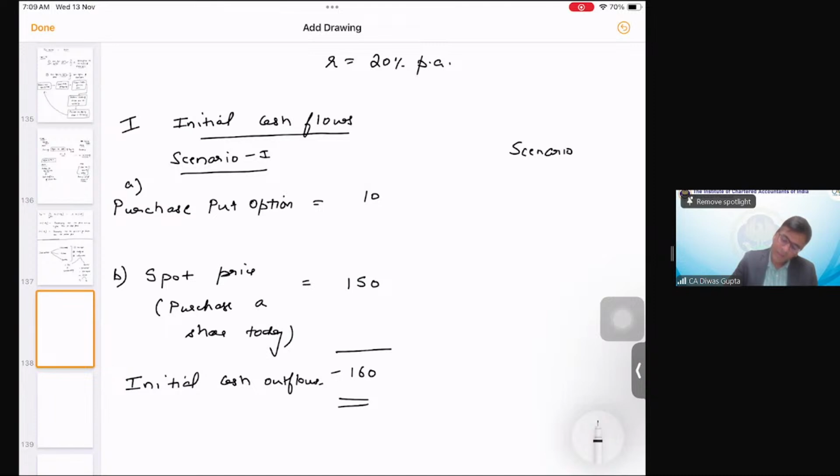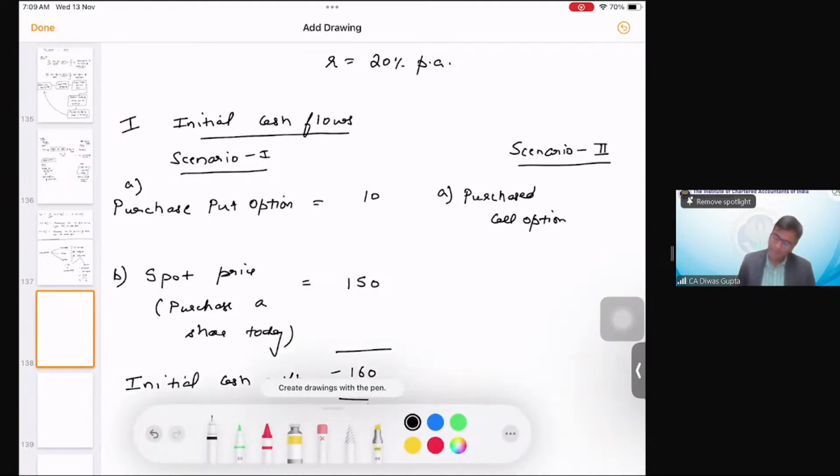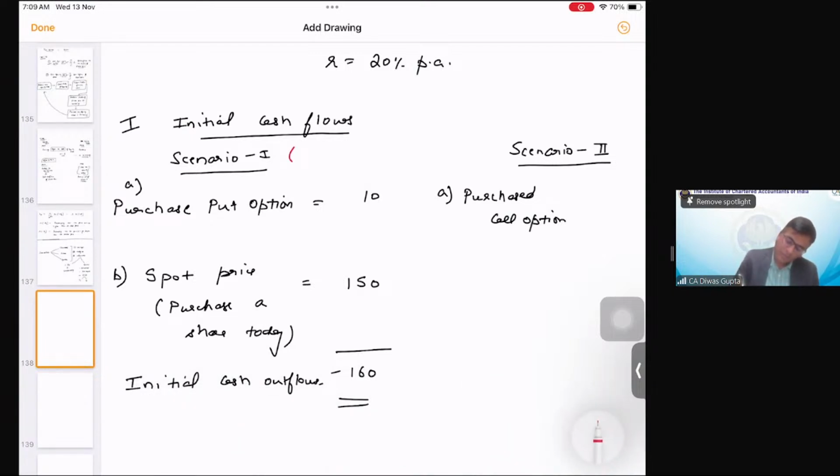If we talk about scenario 2, in scenario 2, what we have done, we have purchased a call option. So let me tell you, this is actually case number 3 as per what we discussed, and this is actually case number 1. Okay, now purchased one call option.